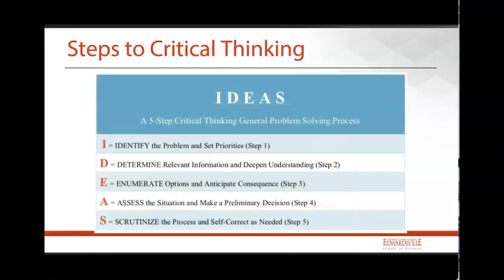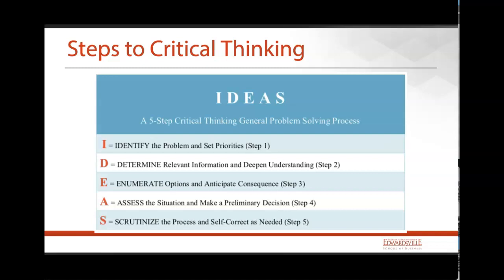There's a 5-step critical thinking process involved here. Step 1 is identifying the problem and setting the priorities. 2 is to determine relevant information to deepen our understanding. 3 is enumerating our options and anticipating consequences. 4 is assessing the situation and making a preliminary decision. And then 5 is to scrutinize the process and self-correct as needed.